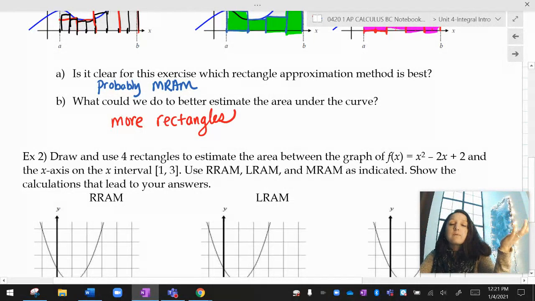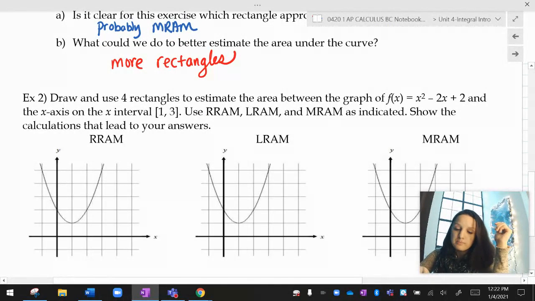But there comes a point where you have to say, okay, my sanity is also important, and I'm not going to do 48 rectangles because that's going to be obnoxious. So we do whatever we need to do to get as close as is practically possible without going insane. Or you just do whatever I tell you to do.